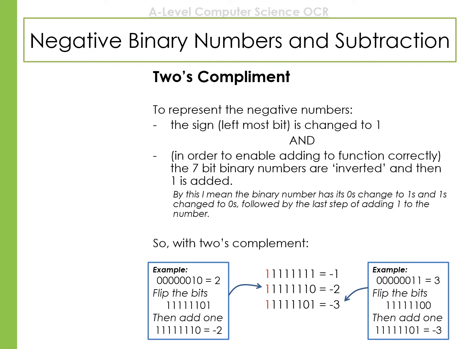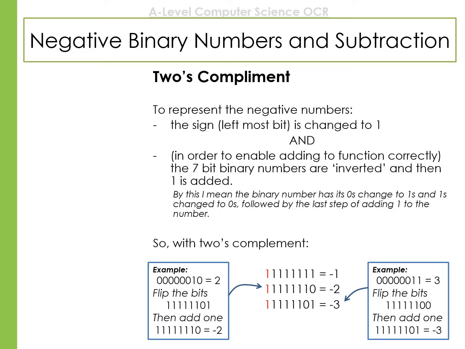So here's our example. If we were to write out the value for minus 2, we would write out 2 first in binary. So that is 6 zeros, 1 0. We flip the bits so they all become 1s, apart from the second to last one. Then we add 1 to it, as if we're counting up in binary. So minus 2 would be 7 1s and then a 0.